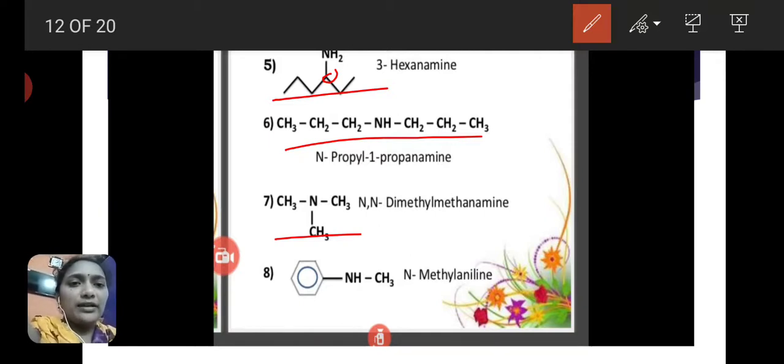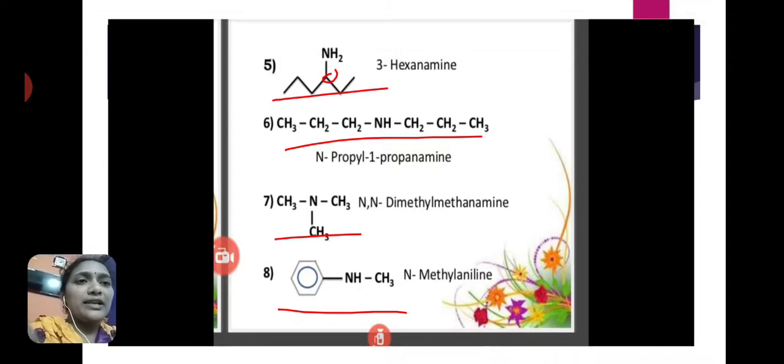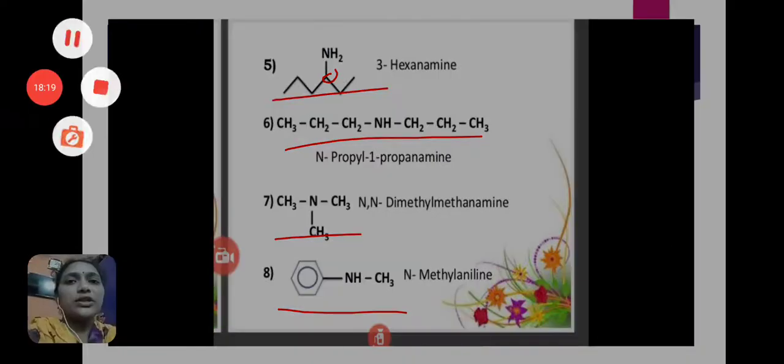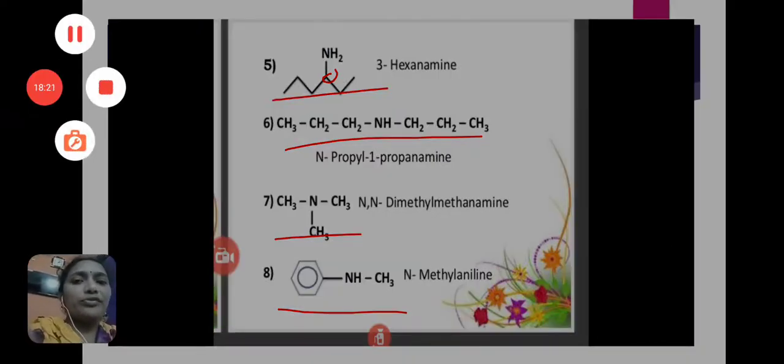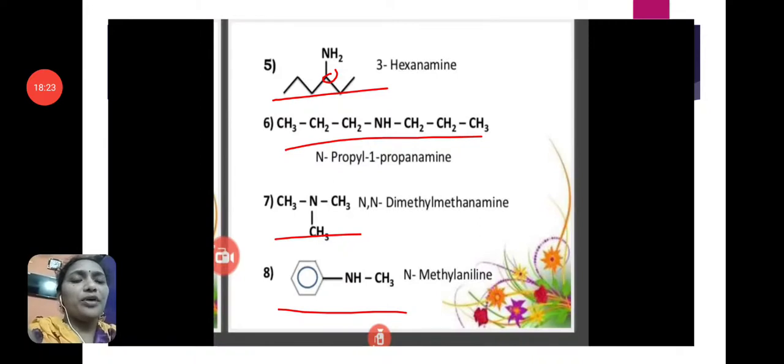Next example is benzene aniline, where one of the hydrogens is replaced by a methyl group, so it is called N-methyl aniline. Okay students, this is about the nomenclature of amines.